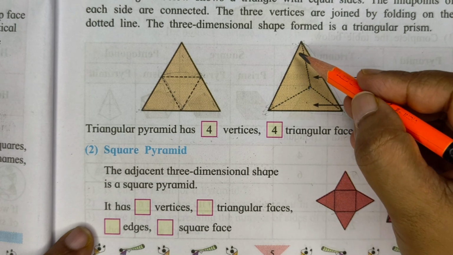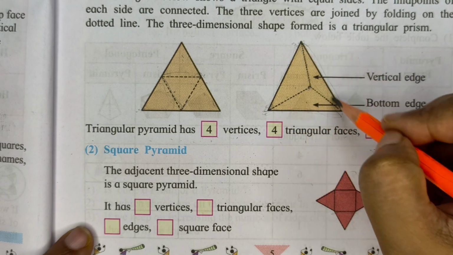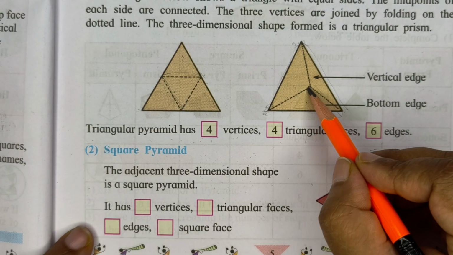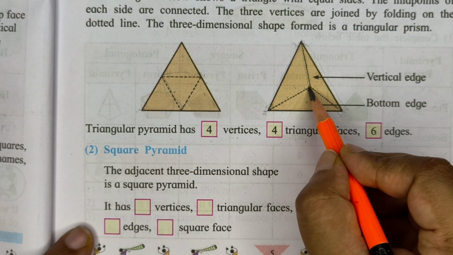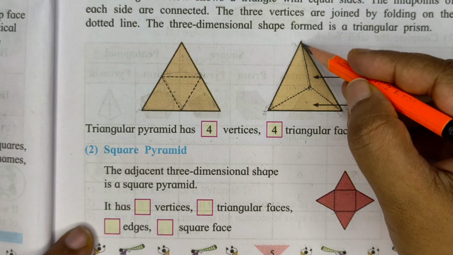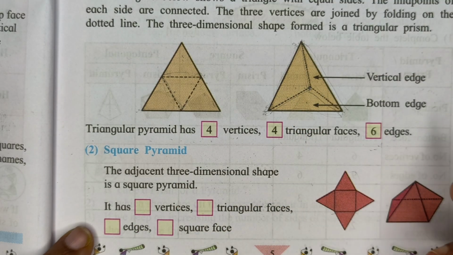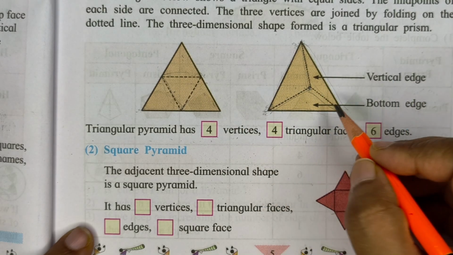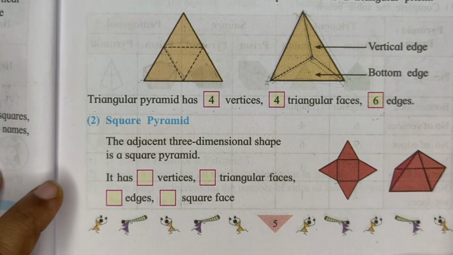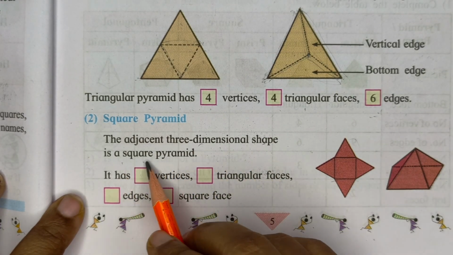See the bottom, this is the bottom part. Bottom 1, 2, 3, 3 at the bottom, and this 4, 5, 6, joining the midpoint. So that means it has 6 edges. Now same way I told you, a triangular pyramid is triangular in shape at the base. Same way a square pyramid is square in shape at the base. The adjacent 3-dimensional shape is a square pyramid.